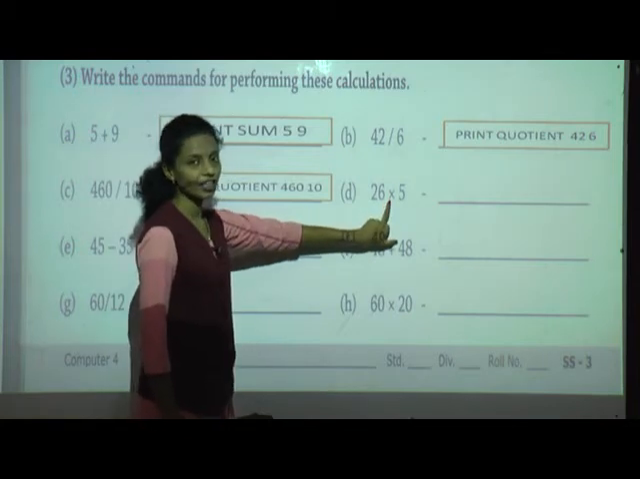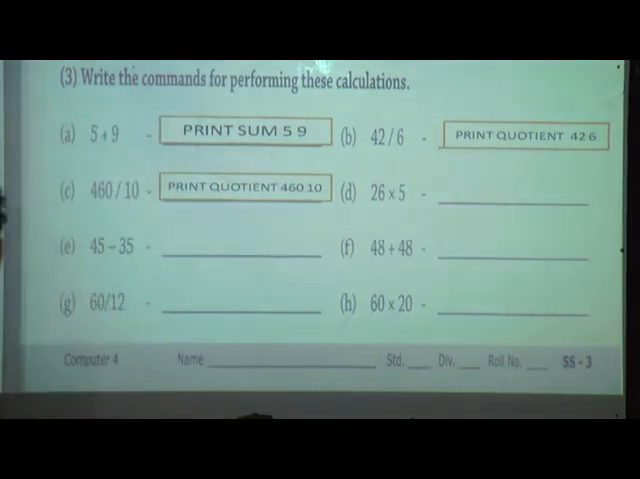Now this fourth one, which sign is it? It is multiplication, right? If you want to do multiplication in Logo, which command are we using? Product, right? Then what command will it be here? Print product 26 5. We can write it directly here. Why? Because it has only 2 numbers. If there are more than 2 numbers, then we can use brackets.